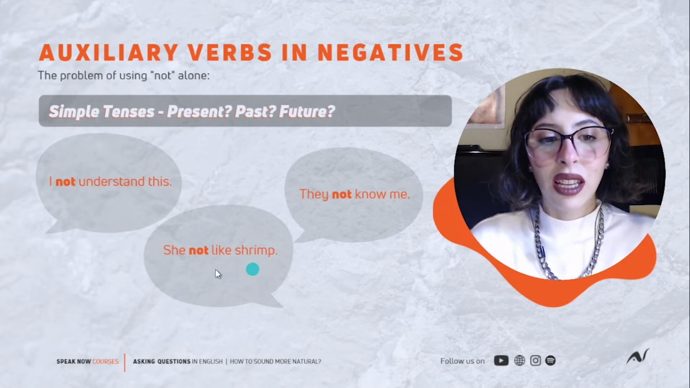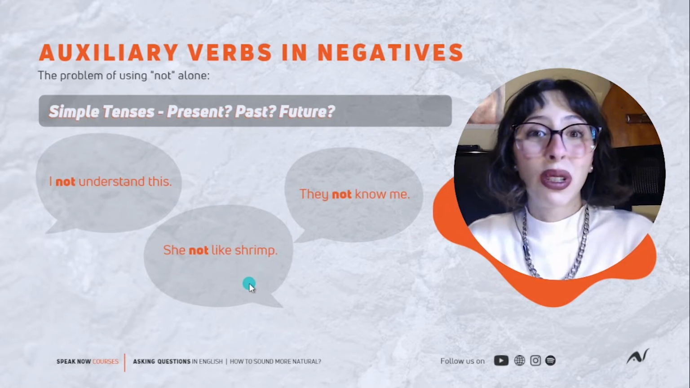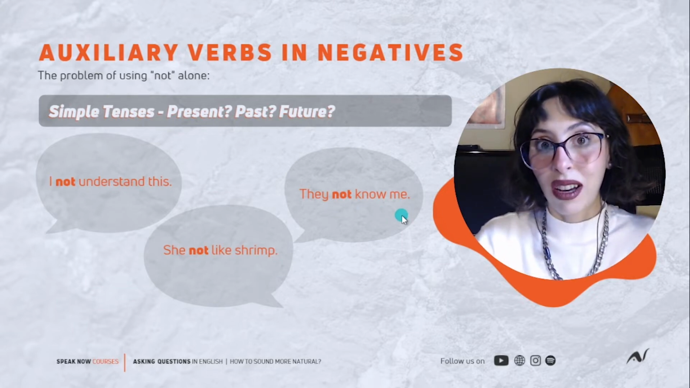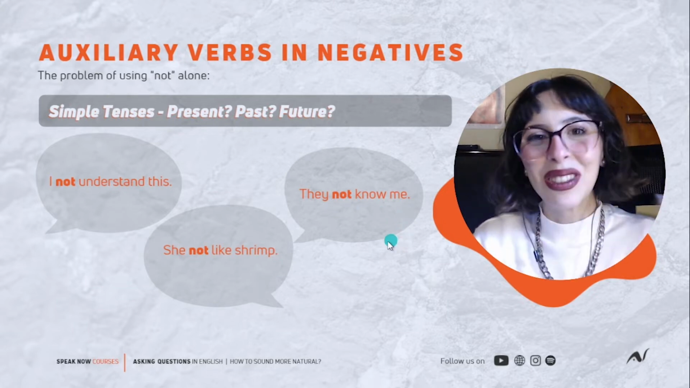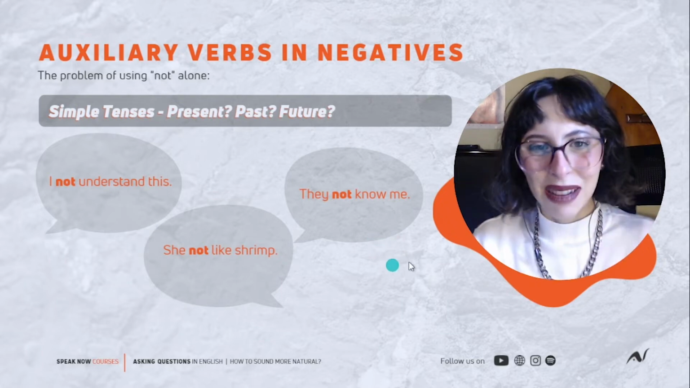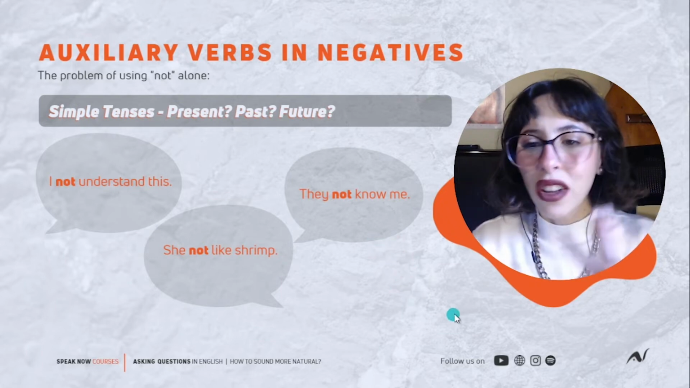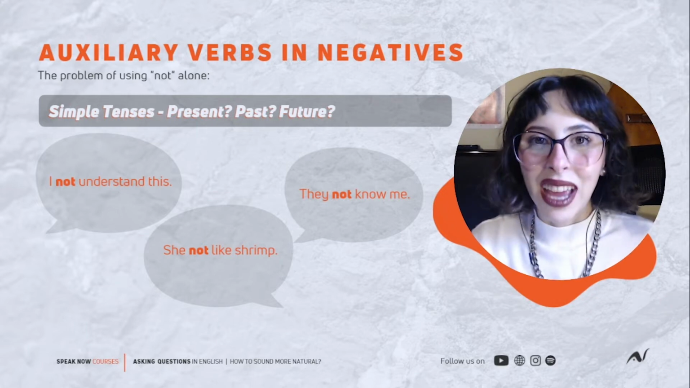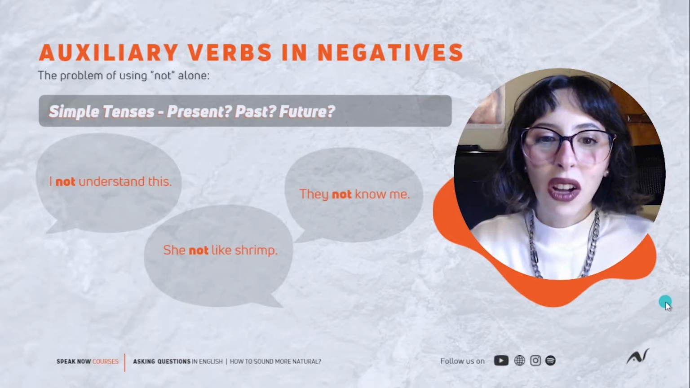So in this case, she not like shrimp is also incorrect. They not know me. This is also incorrect. All right, so I'll not even ask you to repeat these examples because they are definitely not the right way to make negatives. We need one very important element, the auxiliary verb, in all of those examples.